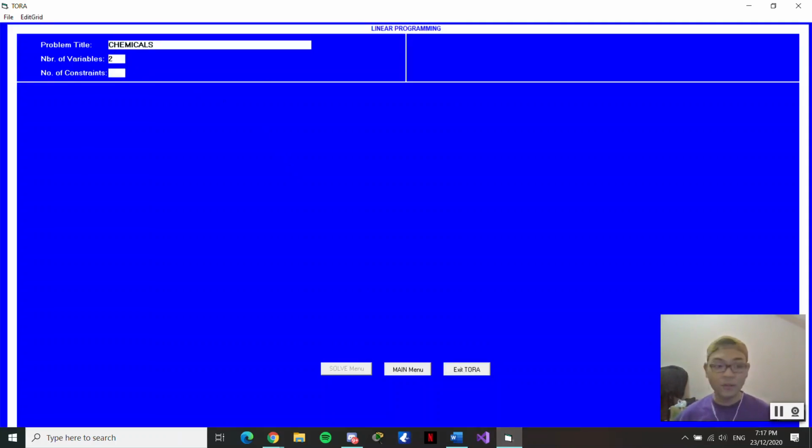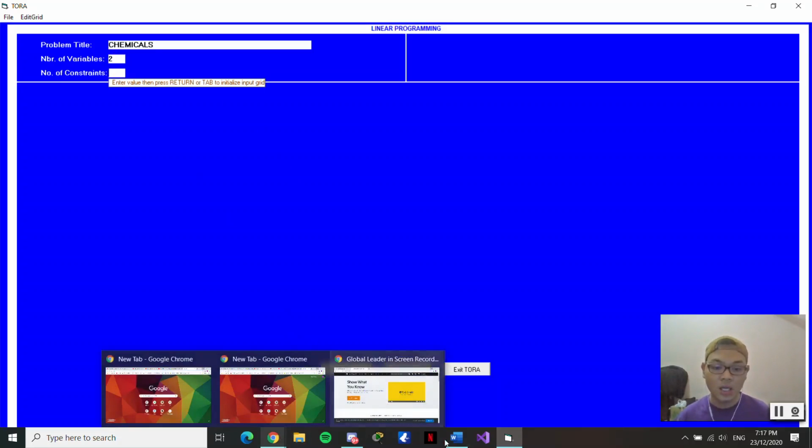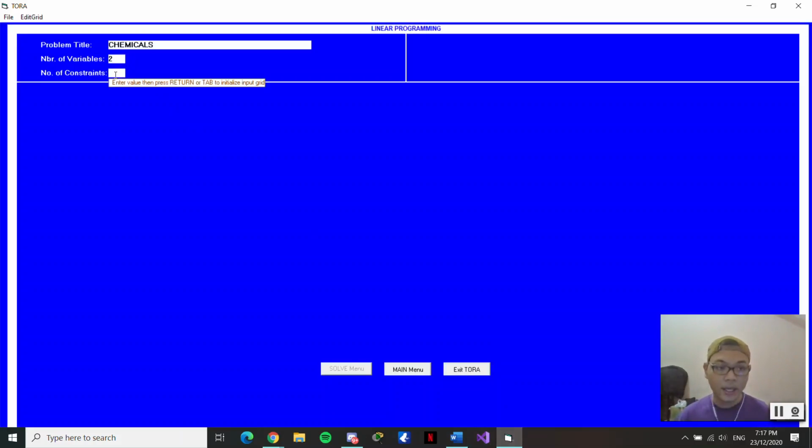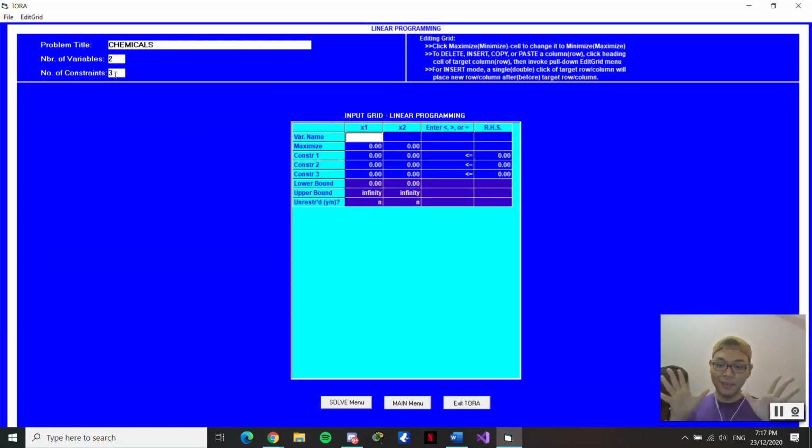Okay, number of constraints. We're going to put how many? 1, 2, and 3 lines of constraints. So we're just going to put 3. Then we're going to press enter, and it will pop up like this.